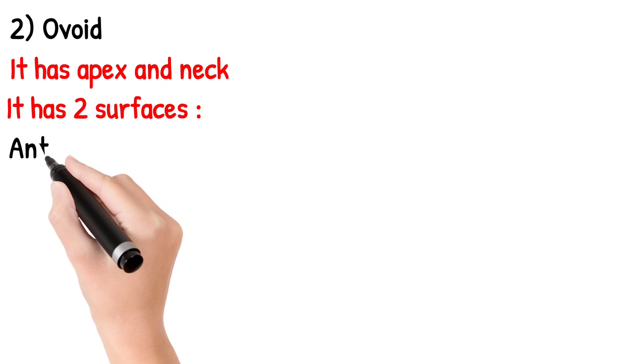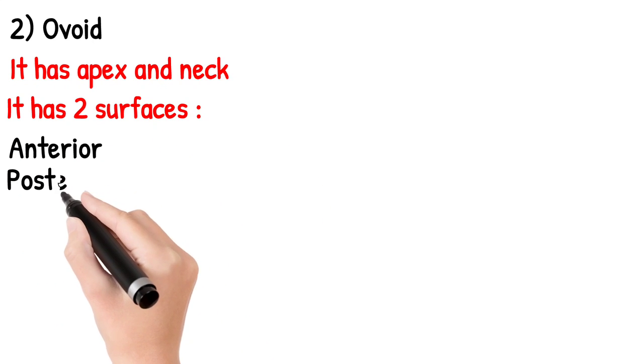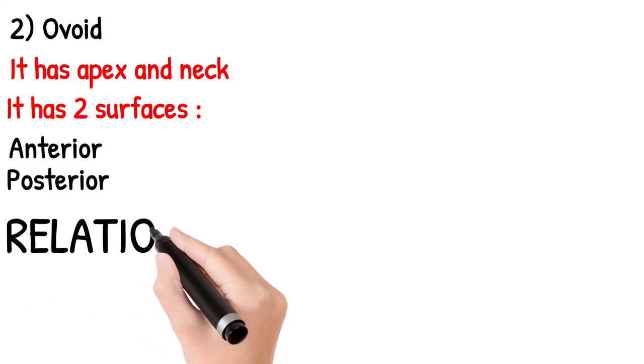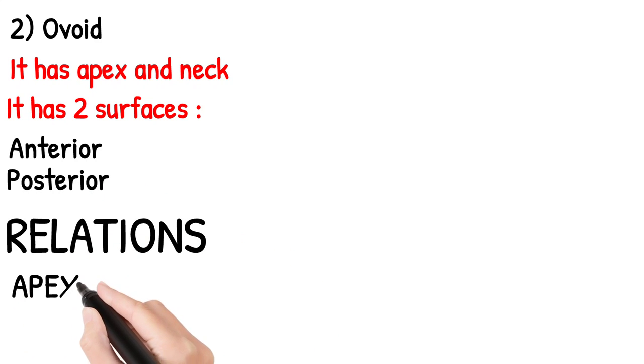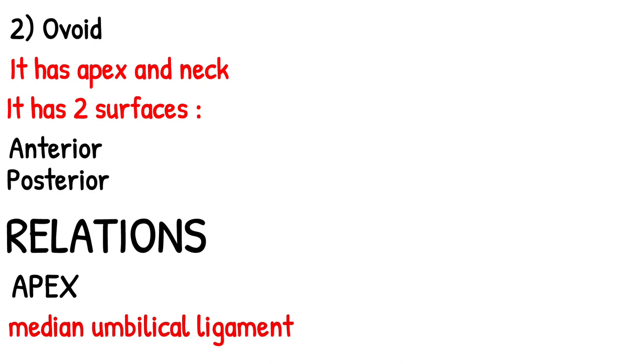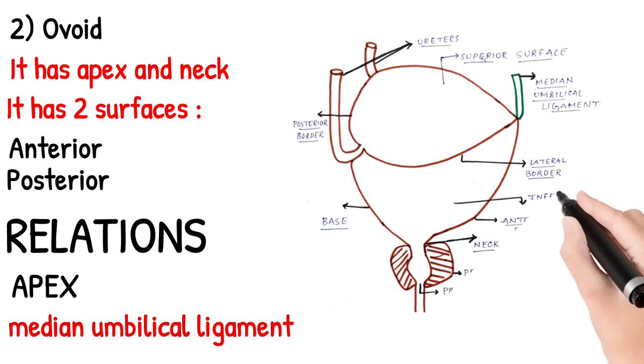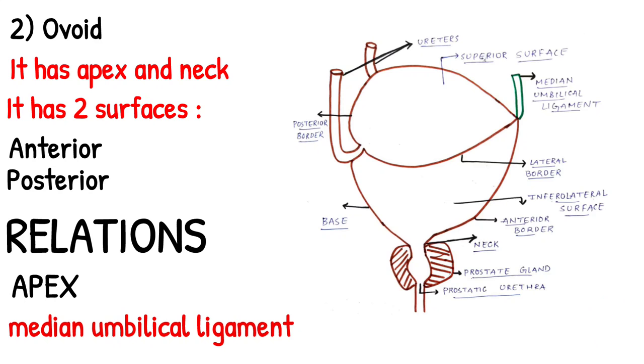Then it has four borders. The first is the anterior border, the second is the posterior border, and there are two lateral borders. The anterior border runs from the apex of the urinary bladder to the neck, and the posterior border lines the upper part of the base. The two lateral borders run from the apex of the bladder to the posterior border. So basically the tetrahedral urinary bladder has four borders.